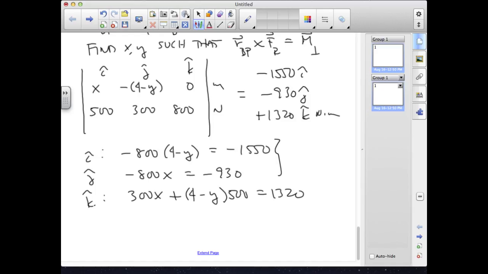If we use the first two, we get again y is equal to 2.06 meters and x is equal to 1.16 meters. And we can verify from the last equation that the left-hand and right-hand sides are consistent.